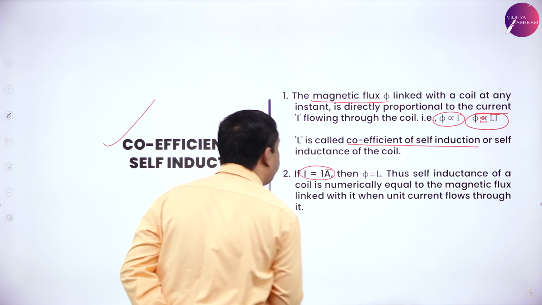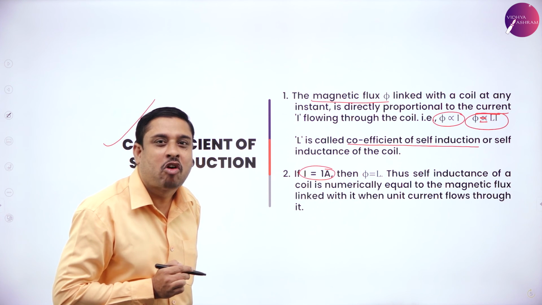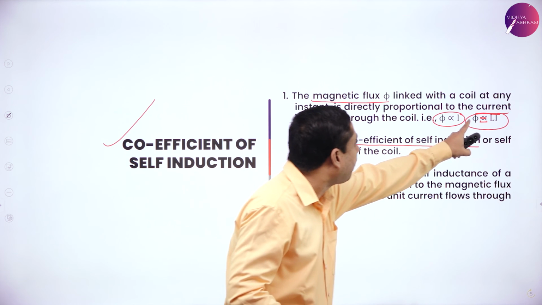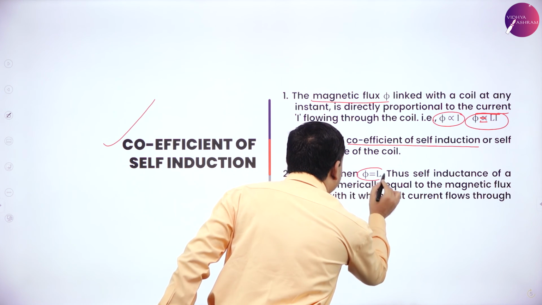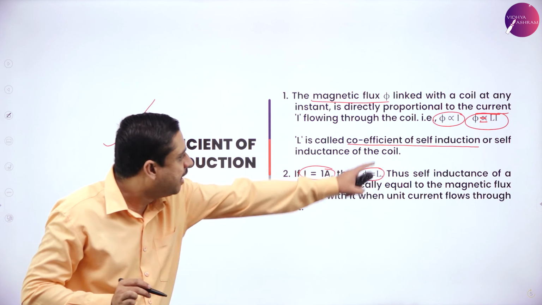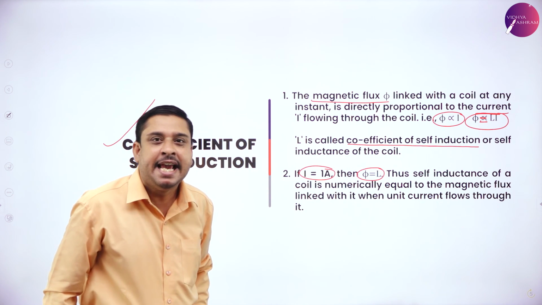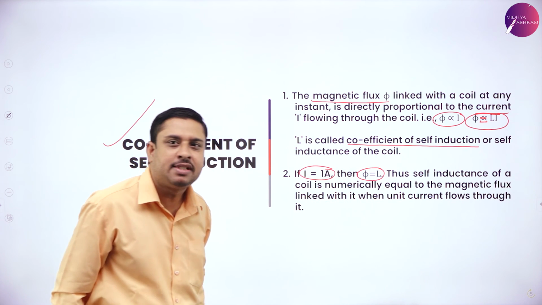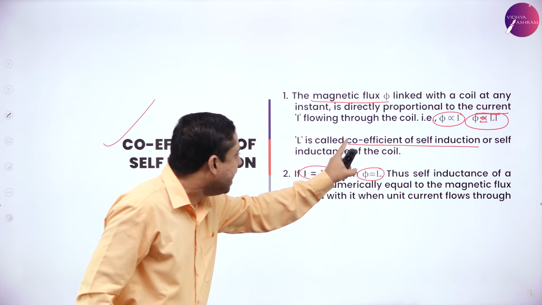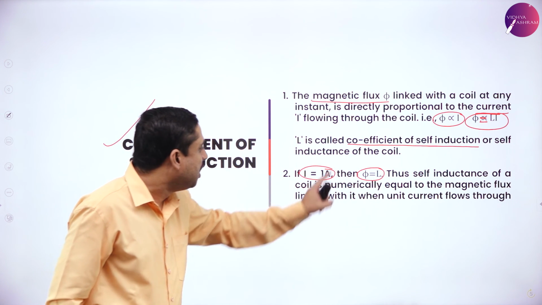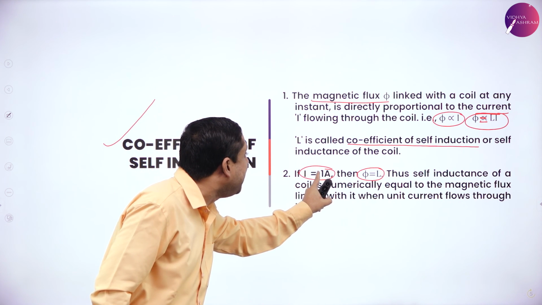Now, if I is equal to 1 ampere, if the current flowing through the coil is 1 ampere, according to this relation, if I becomes 1 ampere, then phi becomes equal to L. See, phi equals L into I. If I is 1 ampere current, phi equals L. That means self-inductance of a coil is numerically equal to the magnetic flux linked with it when unit current flows through the coil.